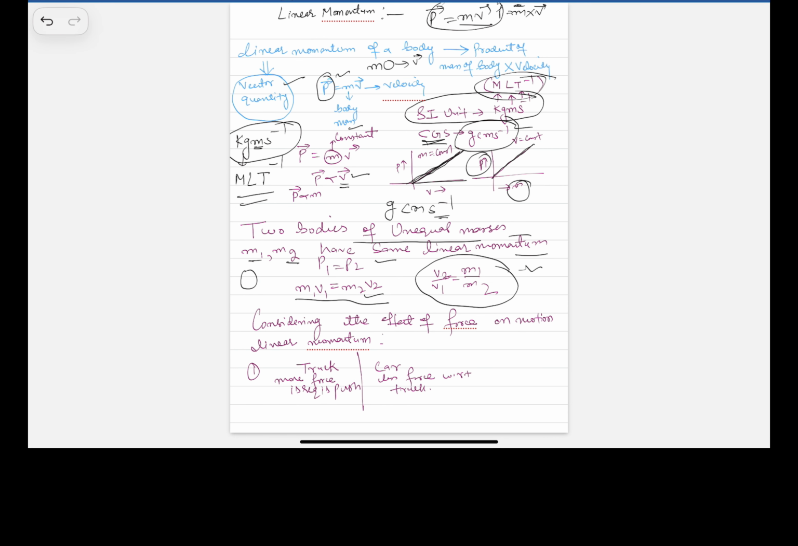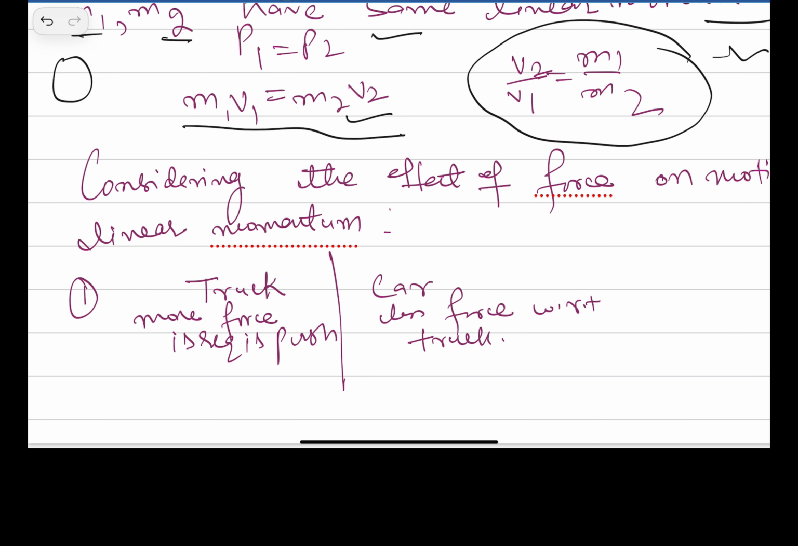So these are the things with that. For example, if we consider a truck, more force is required to push it, but in the case of a car, less force is required with respect to the truck. The car can move faster, and eventually it can reach its momentum very fast.